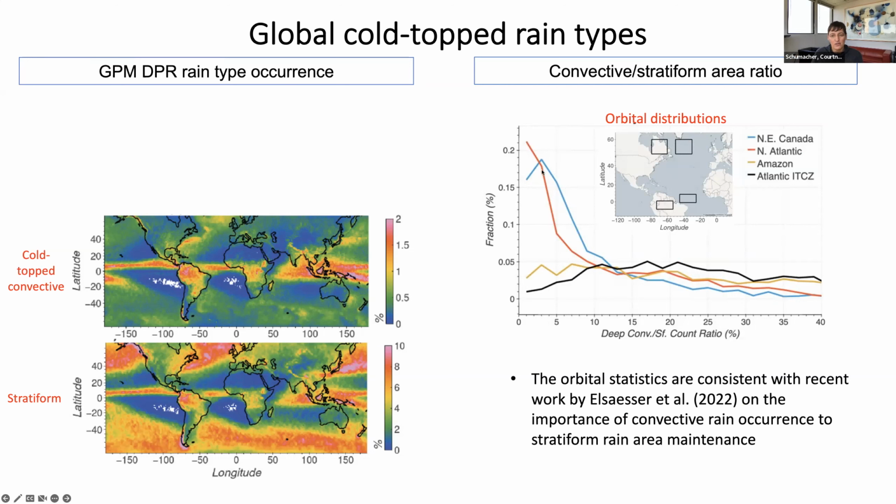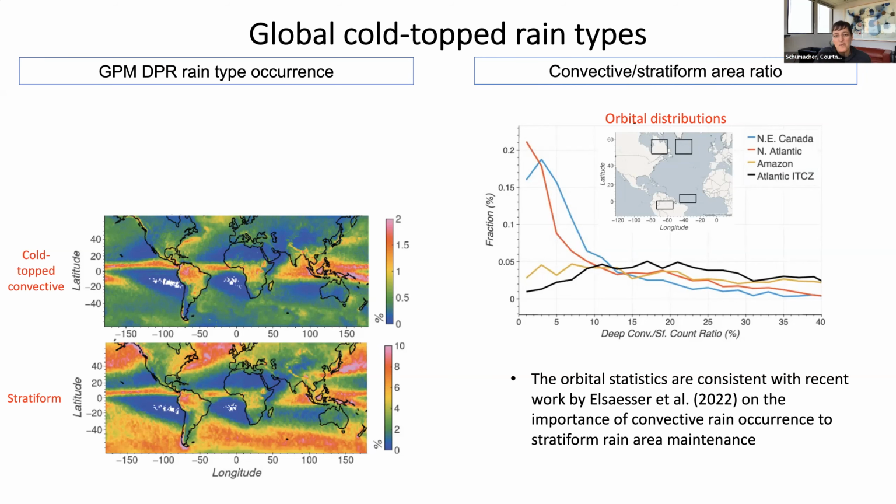So this is saying on an orbit-to-orbit basis, that's a statistic that sticks, that you need a little bit of convection for these things to keep on going. It's a little less clear in the tropical cases. You get more flat lines, but you still get the majority of your occurrences greater than about 10 or 15%, which is consistent with recent work by Greg and others on the importance of needing at least a certain amount of convective rain to maintain a large stratiform region, at least in the tropics.